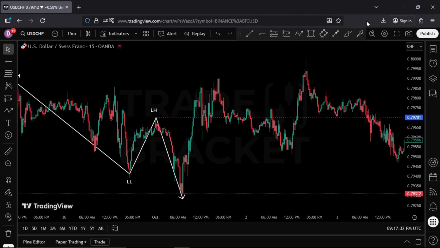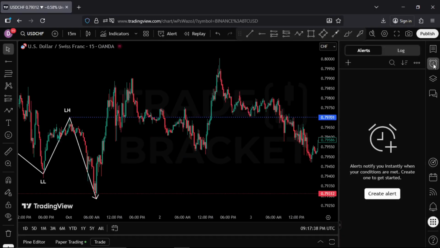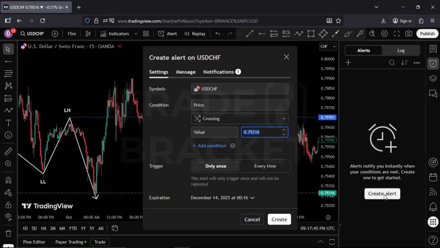Okay, so let me go ahead and first place the alert. If you want to place the alert, you just click this clock looking icon right here. Then it will pull up this window, and just go ahead and click create alert. All right, so it will pull up this alert window.